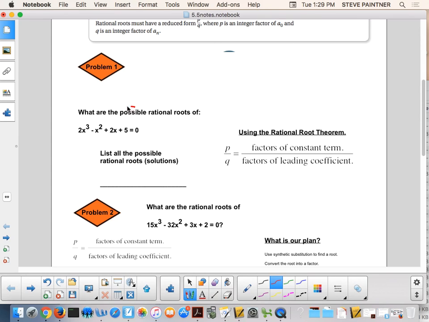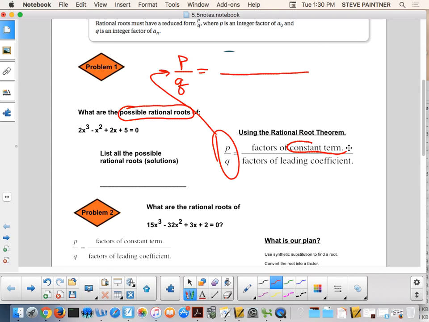What are the possible rational roots? Now remember, I'm only doing this because this polynomial is non-factorable. So what are your possible roots? It's your P's over Q's. So let's go up here. My P is the constant. Which one's the constant term up here? 5. Factors of 5? Positive and negative 1, positive and negative 5. You have to say negative, because negative 1 and negative 5 do go into 5.